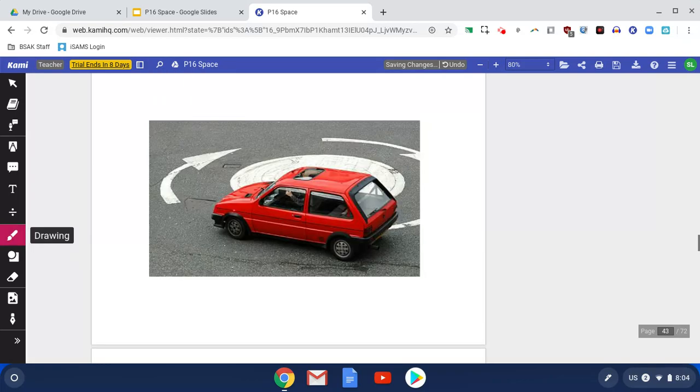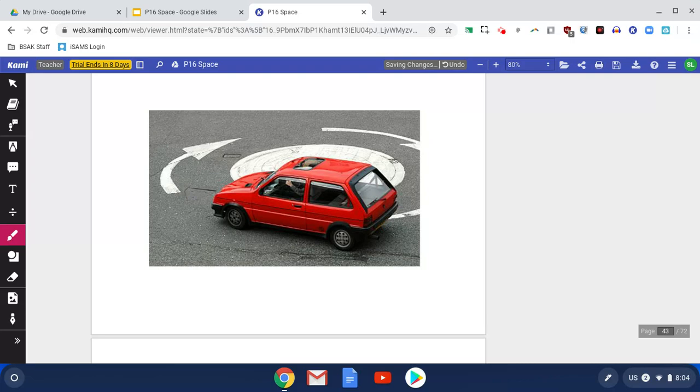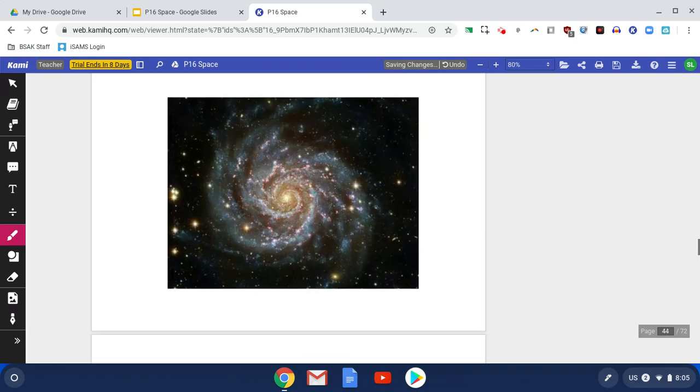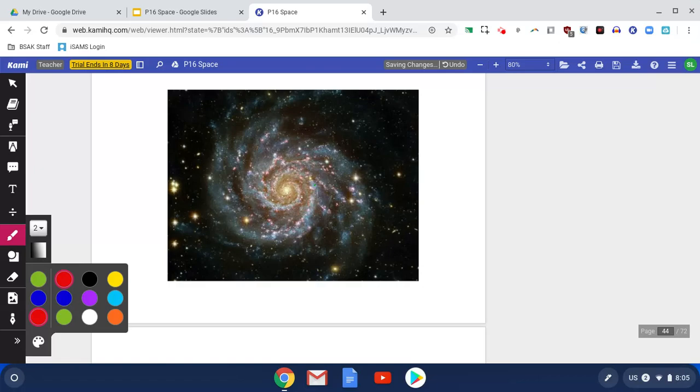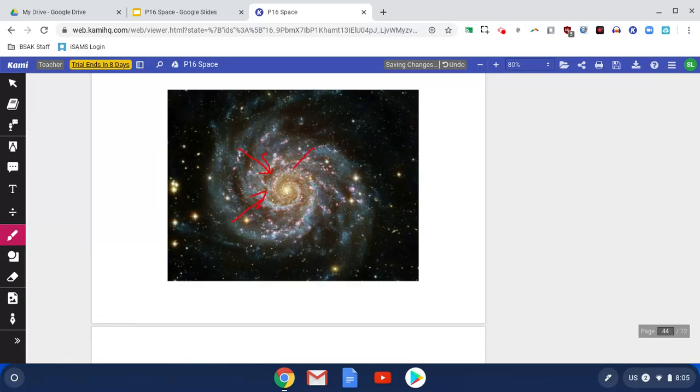Here's a different one. What's making this car move in a circle? Any ideas? It's the friction. It's the friction between the tires and the road that's making that car move in a circle. What about a galaxy, a whole rotating spiral galaxy? It's going to be the weight of all those stars that's pulling towards the center where most of the mass is.